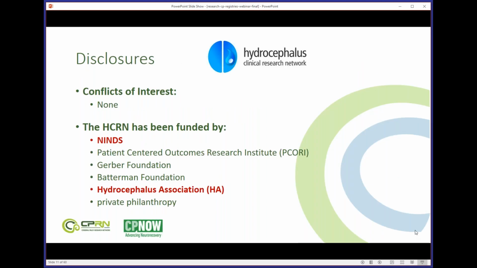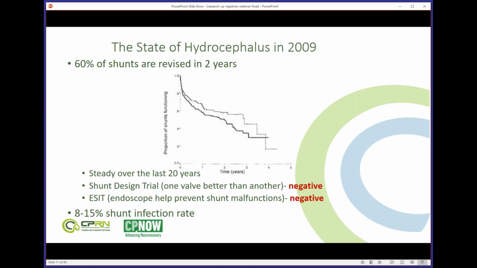Oh yeah, just a couple things for this slide, and any no conflict of interest. The Hydrocephalus Clinical Research Network really has gone over and above to try to stay clear of industry funded research. And I should also note that the registry itself has been funded for 1 year by the NINDS and also by private philanthropy and the Hydrocephalus Association primarily, with other people intermittently funding outside of those.